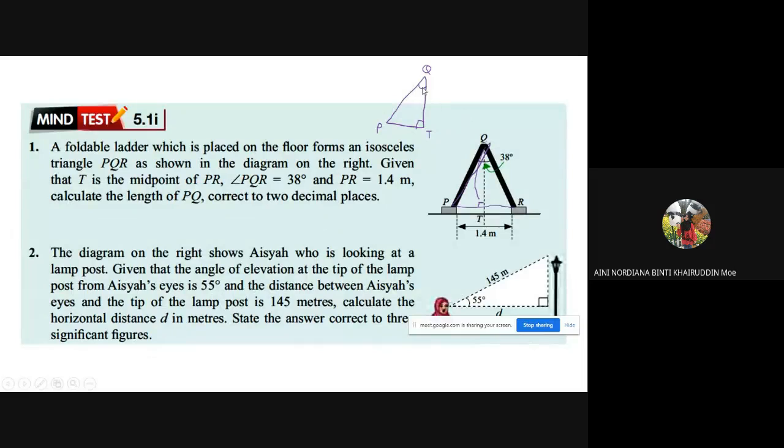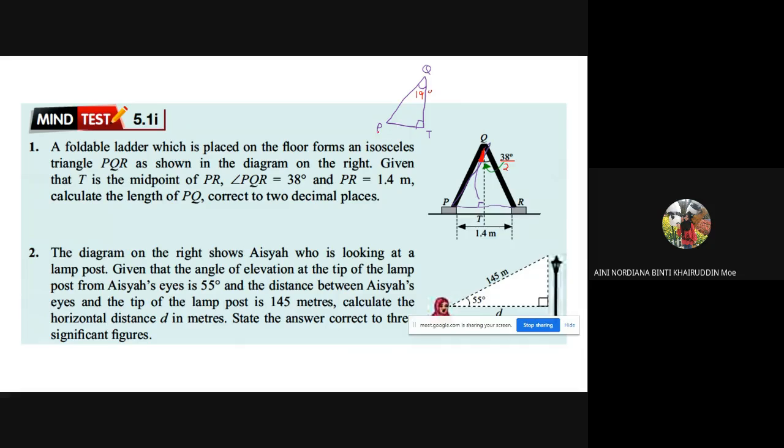Okay, girls, what is the angle? All together here is 38. So we want now only half of this. So how to calculate this angle? Easy, 38 divided by 2. Yes, Najiha, correct, 19. So this is 19 degrees.